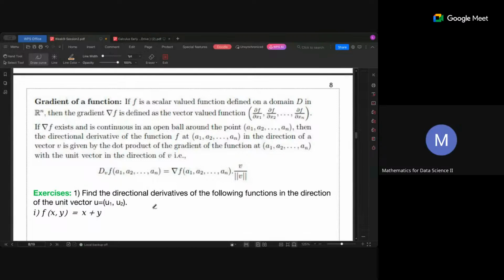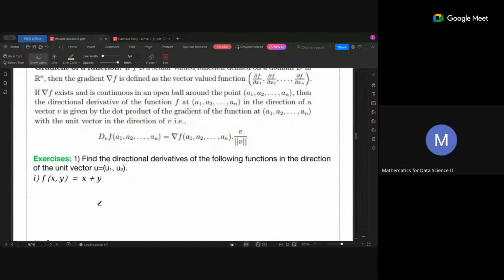Okay, so we'll do some very simple examples. You are having the function f of x comma y is equal to x plus y. Now what is the directional derivative in the unit vector direction? The unit vector is not any specific number, it is just given as u1 and u2. So how will you find it using this formula now? First you need to find the gradient function. What is the gradient function? 1 comma 1, right?